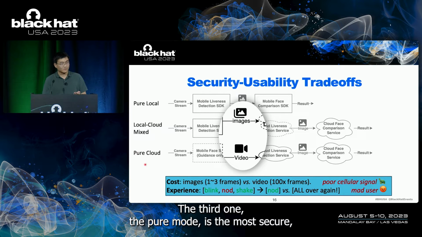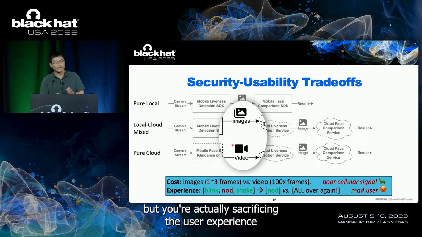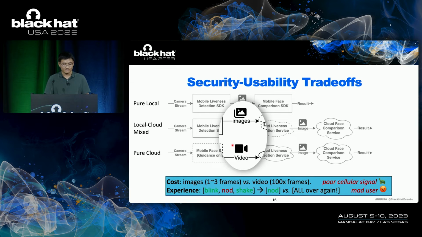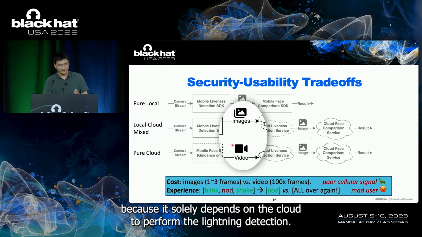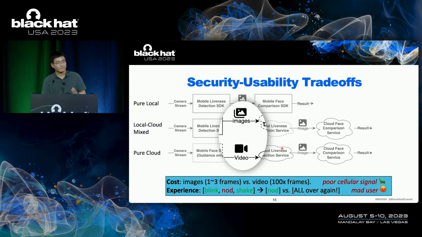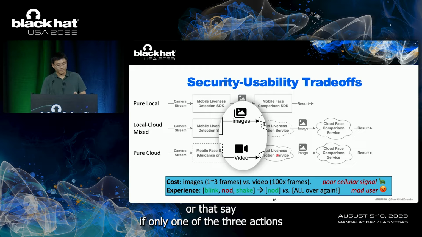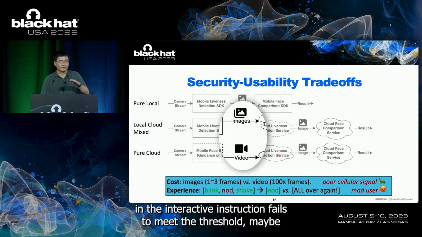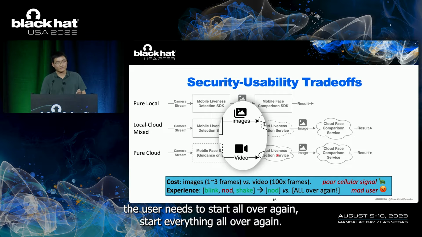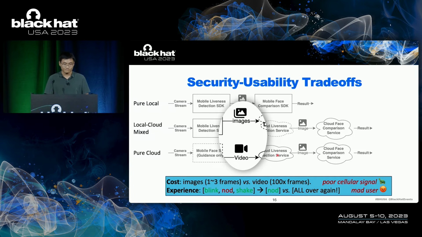The third one, the pure cloud mode, is the most secure, but you're actually sacrificing the user experience, because it solely depends on the cloud to perform the liveness detection. You have to upload the entire raw video clip of liveness to the cloud, and that may bring a burden to the cellular network. Or let's say, if only one of the three actions in the interactive liveness detection fails to meet the threshold, maybe the user needs to start everything all over again, so that may irritate the user.